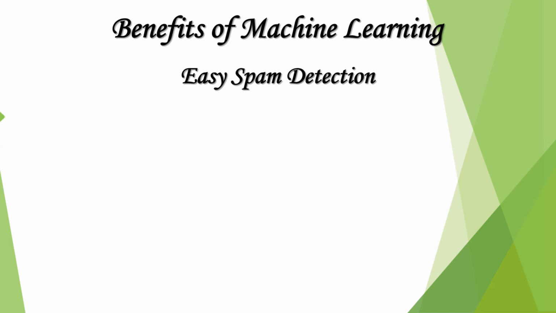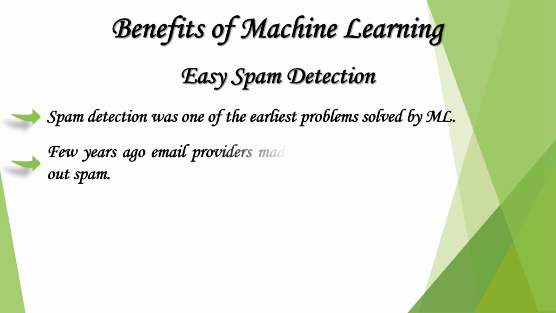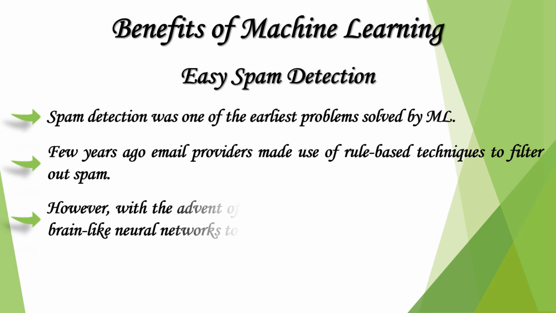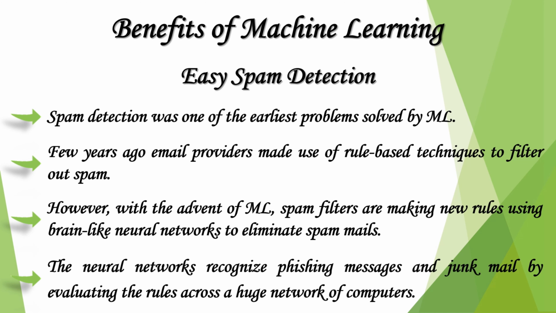Easy spam detection. Spam detection was one of the earliest problems solved by ML. A few years ago, email providers made use of rule-based techniques to filter out spam. However, with the advent of ML, spam filters are making new rules using brain-like neural networks to eliminate spam mails. The neural networks recognize phishing messages and junk mail by evaluating the rules across a huge network of computers.